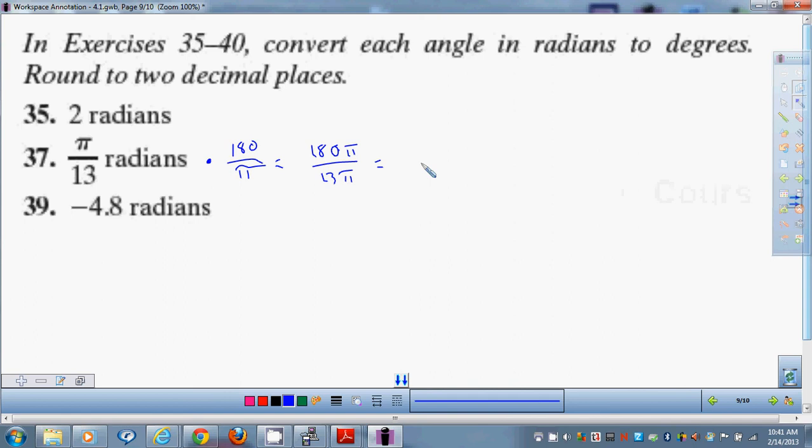And 39, negative 4.8 times 180. No, this is degrees. You're converting them into degrees. See, it started in radians. Only put the pi sign if you actually have a pi left in the equation. If you don't, don't just throw one in there. Okay, so negative 4.8 times 180 divided by pi as a decimal, please. 0.019, so 0.02 degrees. Muy bien.